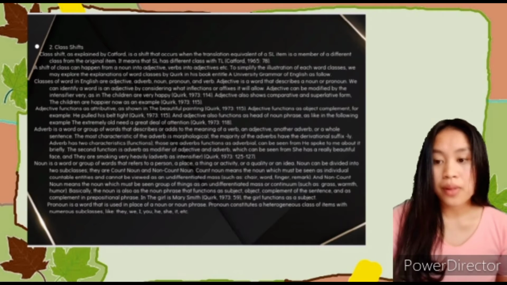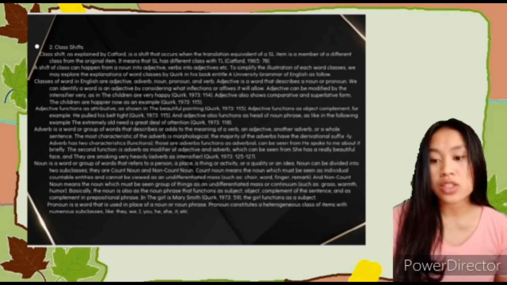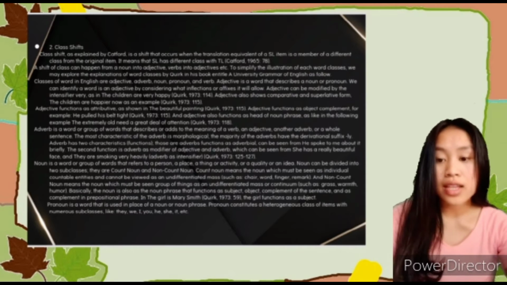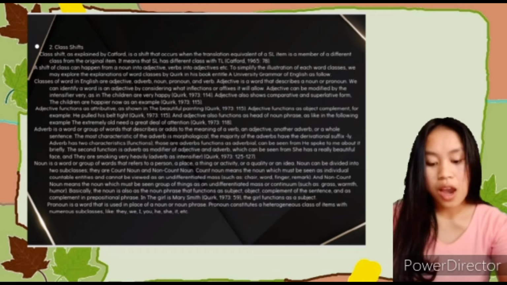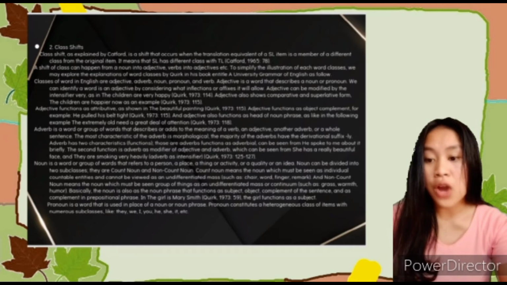I will continue. The next topic is class shift. Class shift, as explained by Catford, is a shift that occurs when the translation equivalent of an SL item is a member of a different class from the original item. It means that the SL has a different class from the TL (Catford, 1965: 78). A class shift can happen from a noun into an adjective, verb into an adjective, and others.